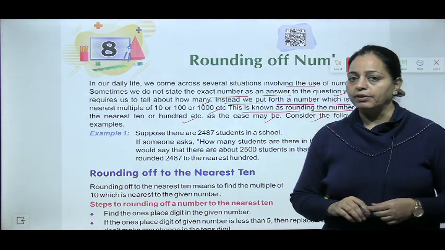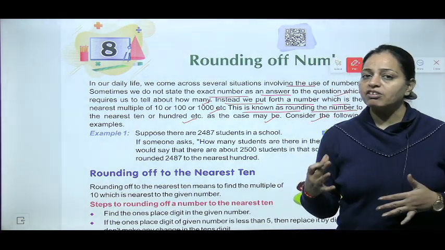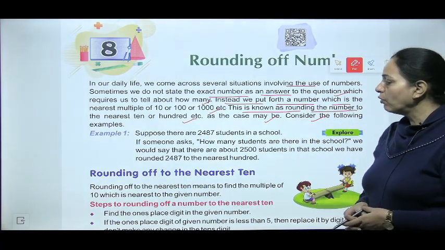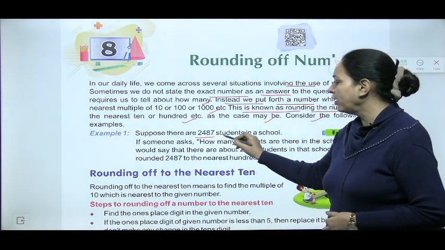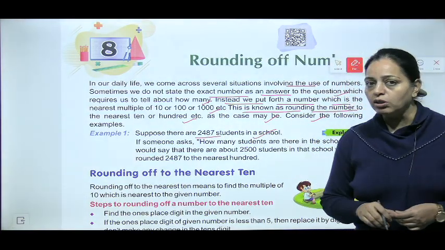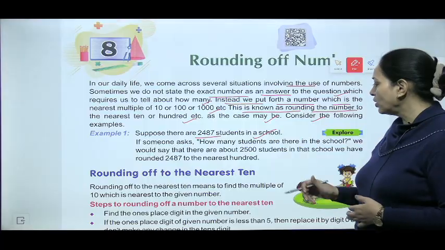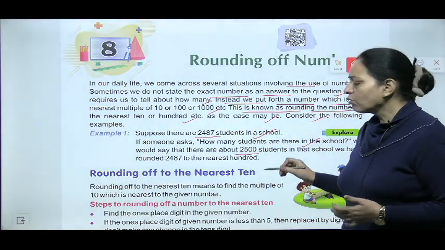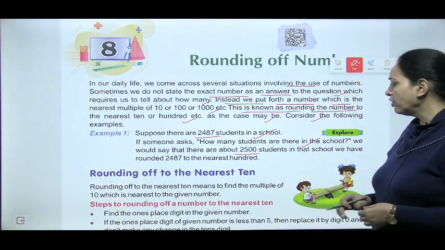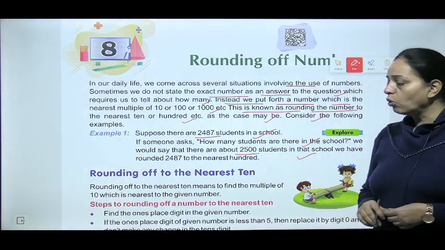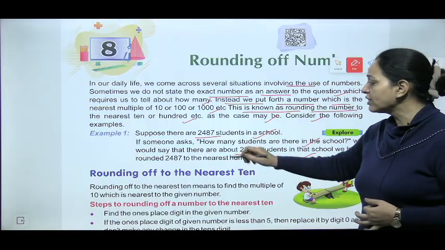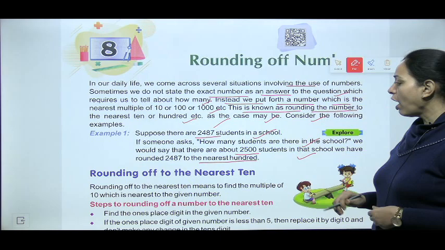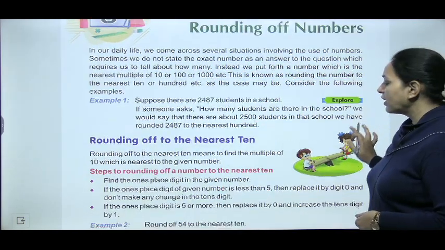Consider these examples. So rounding off means just a rough idea, an approximation. Like example 1, suppose there are 2487 students in a school. So if somebody asks how many students are there in the school, we can say approximately 2500 students in that school. So what we are doing, we are rounding this number to the nearest 100. Now rounding off to the nearest 10.